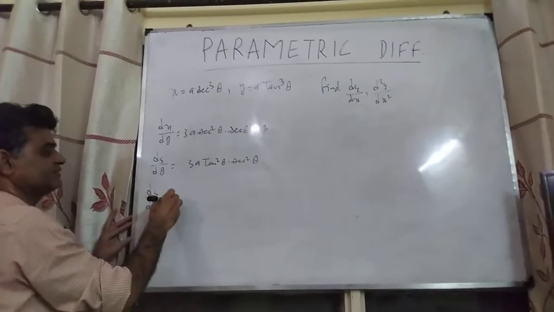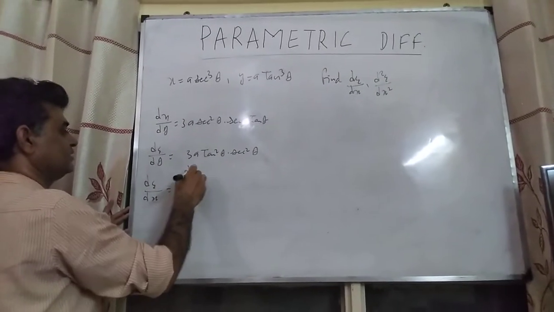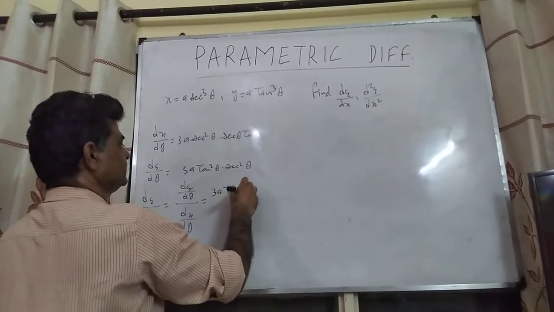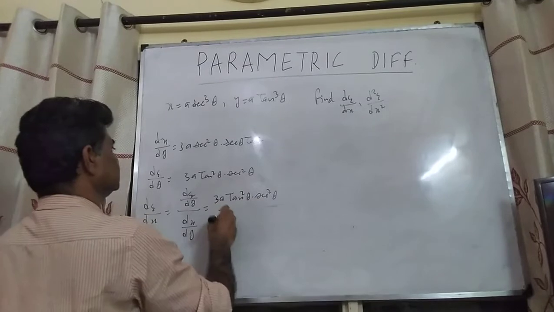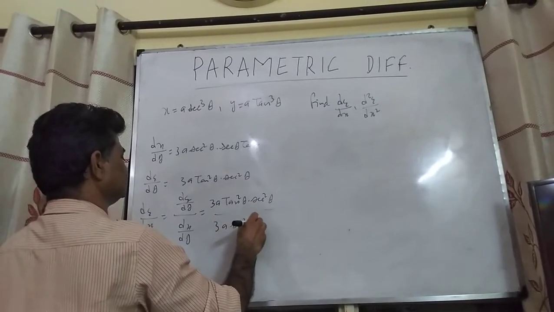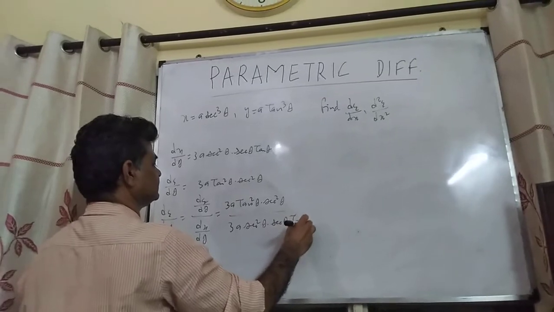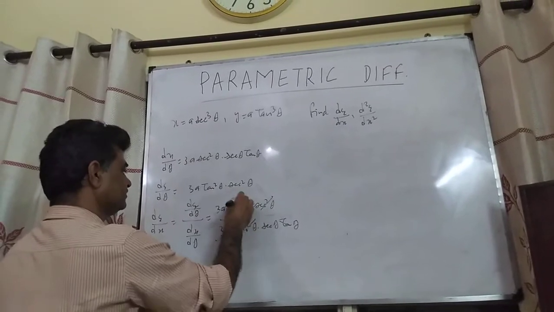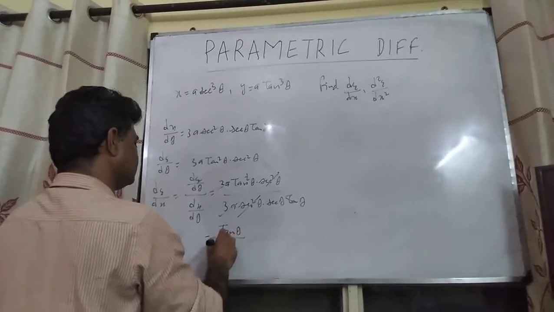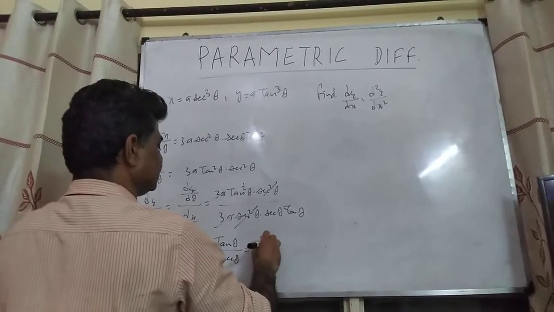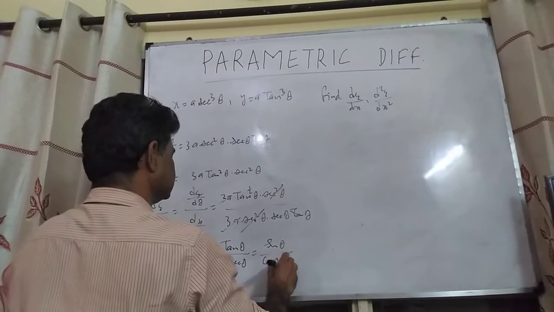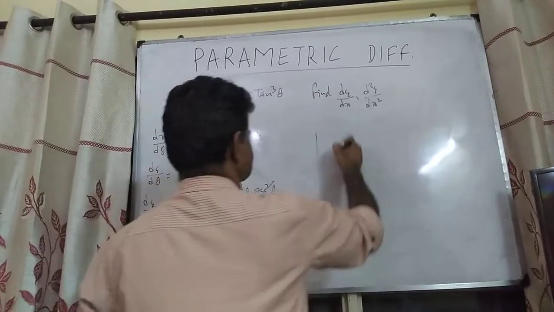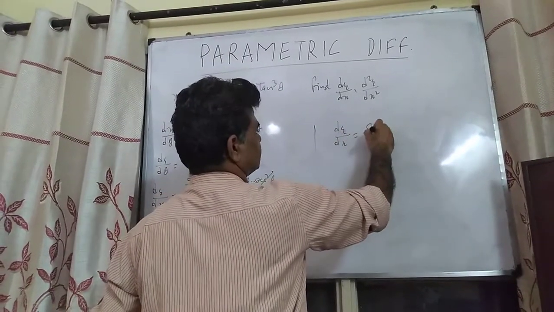So dy by dx can be written as dy by d theta upon dx by d theta. So this is thrice of a tan square theta into sec square theta upon 3a sec square theta sec theta into tan theta. You can see that 3a gets cancelled. Now sec square theta will go and tan theta will go. So this is equal to tan theta upon sec theta. We can write this in terms of sin theta and cos theta. So this is 1 upon cos theta which gets cancelled, so this is simply sin theta. So dy by dx is simply sin theta.